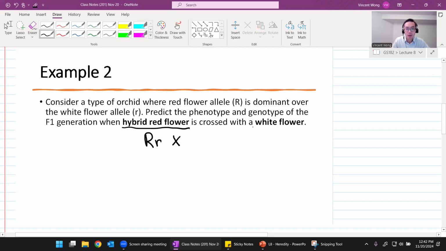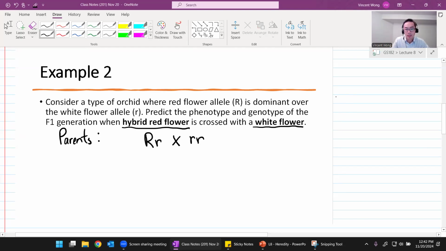Now you look at this and you're like, hey, you don't tell us if it's pure or hybrid. How are we going to do it? Well, if you pay attention in the previous example, white is recessive, and there is only one way to create a white flower. It has to be little r, little r. So these are the parents, P generation. Once you've established that, then you can go ahead and do the Punnett square.